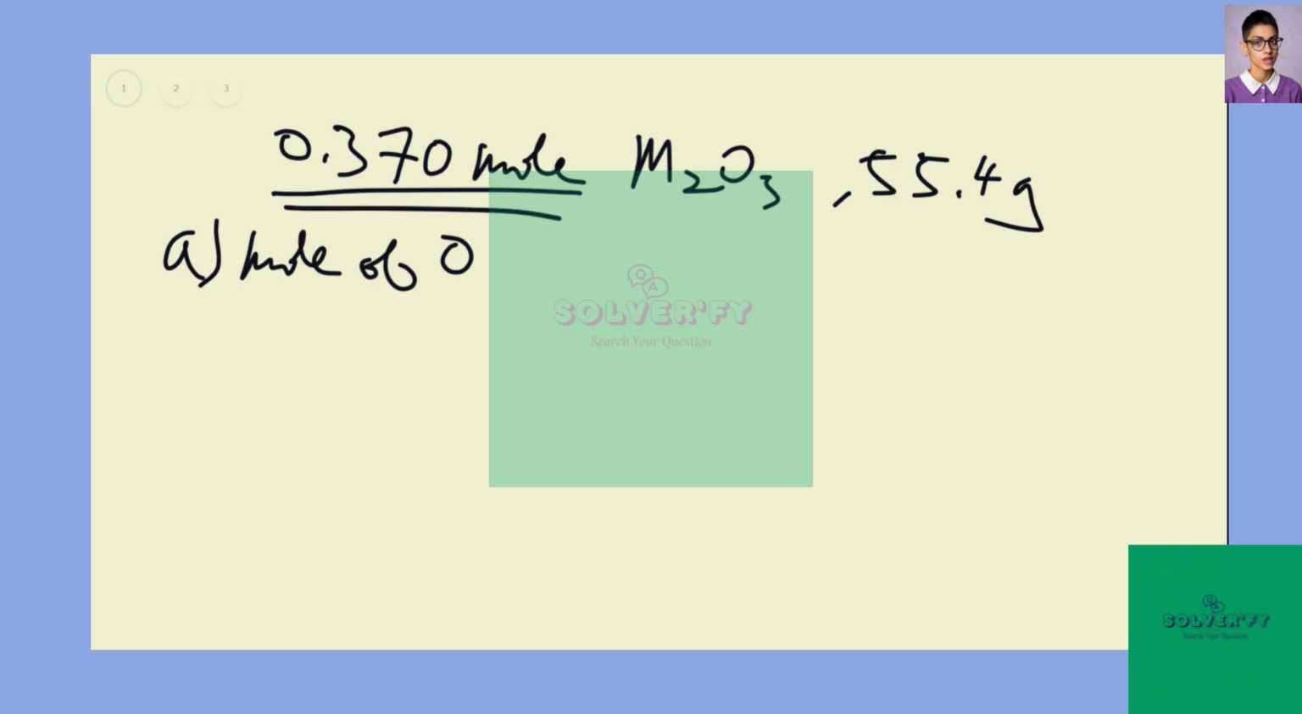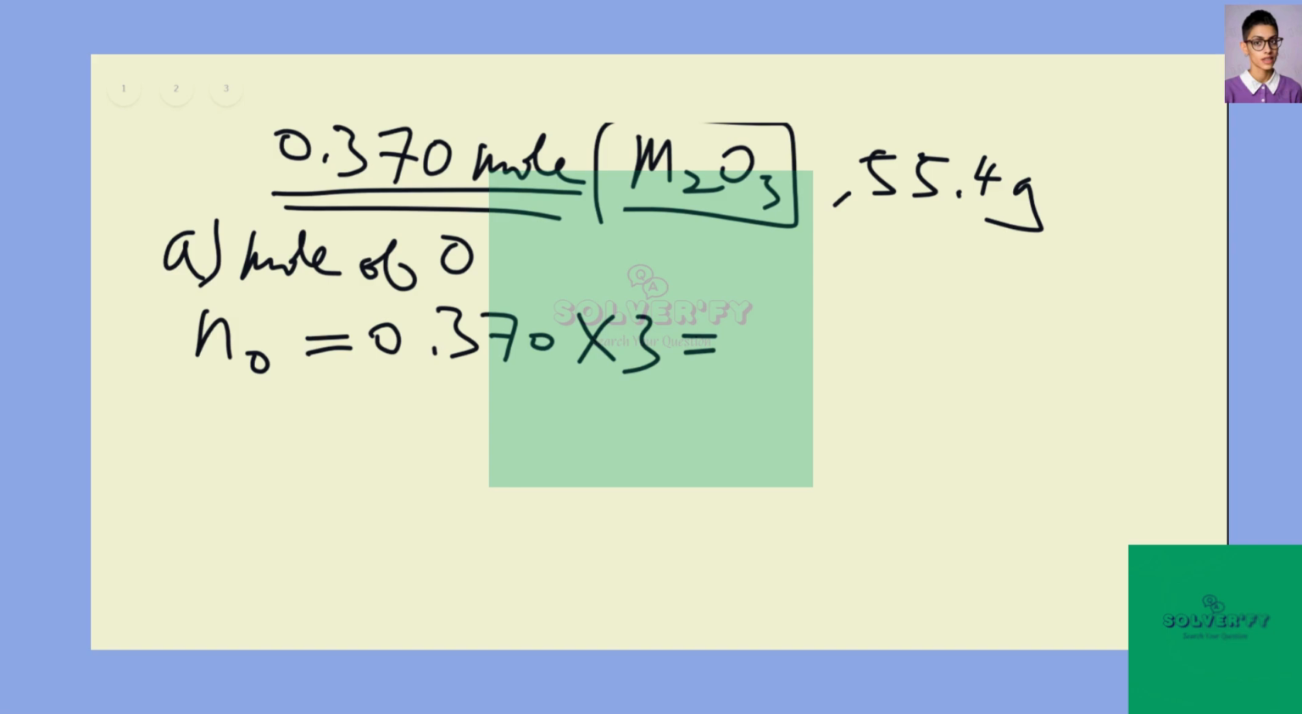For each of our compound, say we only have one M2O3, for each of them we will have three oxygen, because M2O3. Therefore, if we have 0.370 mole of our compound, the number of moles of oxygen should be equal to 0.370 mole times 3, which is 1.11 moles of our oxygen.